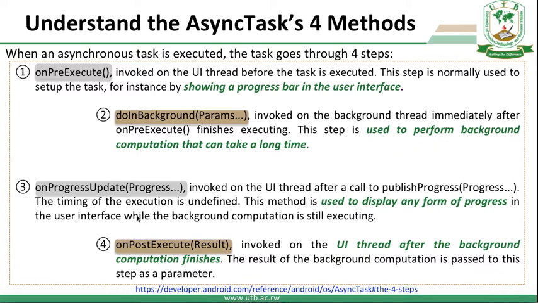Let us go to the fourth. onPostExecute is invoked also on the UI thread after the background computation finishes. The result of the background computation is passed to this step as a parameter. So these are the four methods that are executed to perform the task.